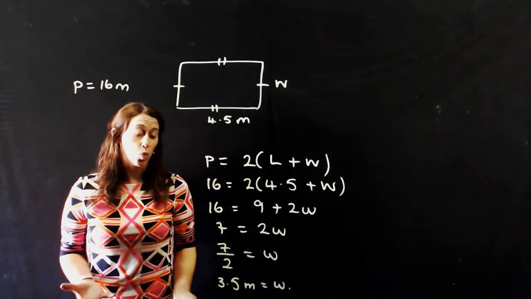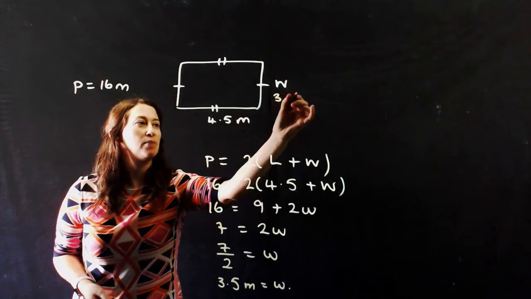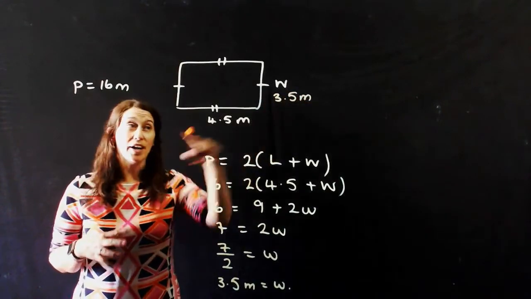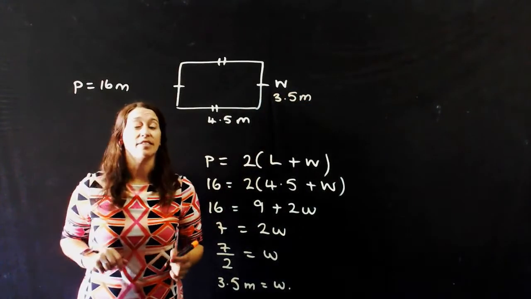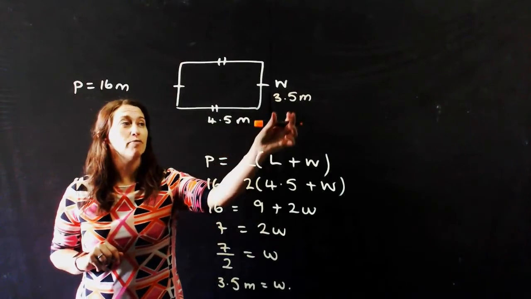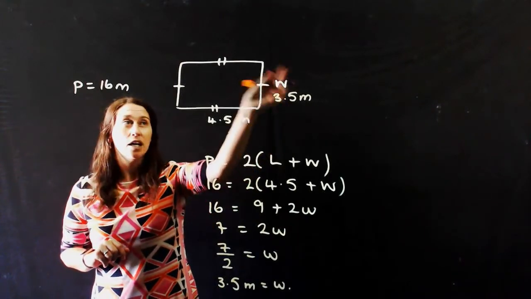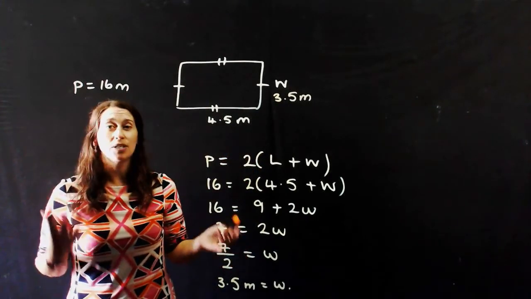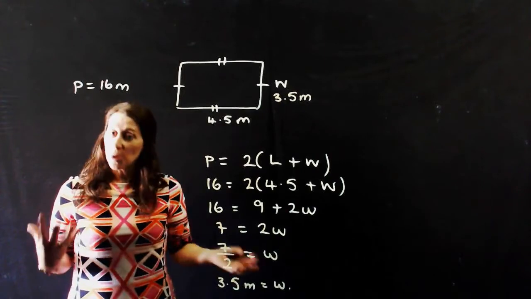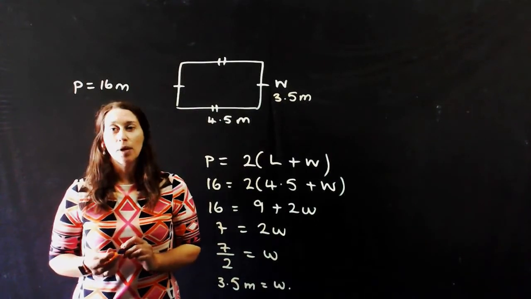Now we can check that that works. If I put 3.5 metres in here, I need to check that when I add all the way round, I actually get back to 16. Well, 4.5 plus the 3.5 is 8, and obviously I've got that again, twice that, so twice 8 is 16. So it works, and that's everything you need to know about perimeter.